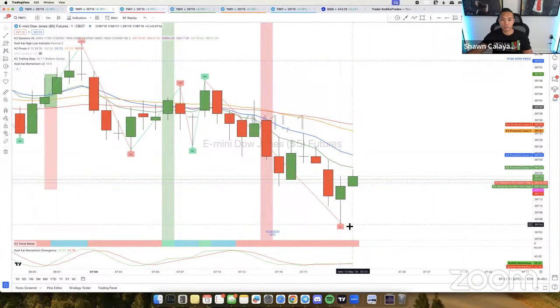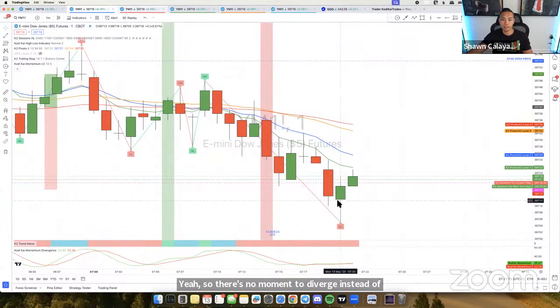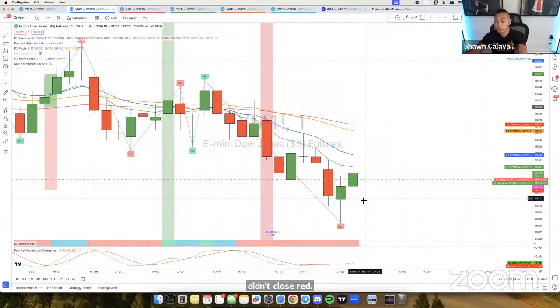Yeah, so there's no momentum divergence there. The candle didn't close red and it did not come lower from here. So we got here.